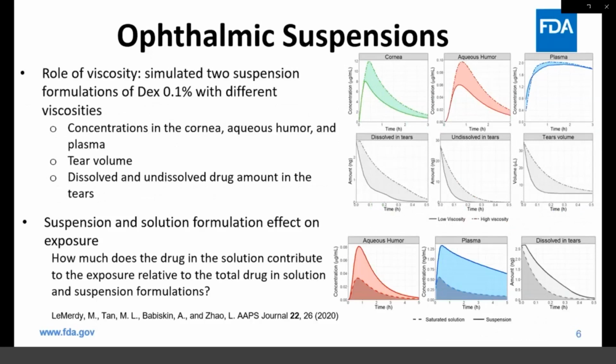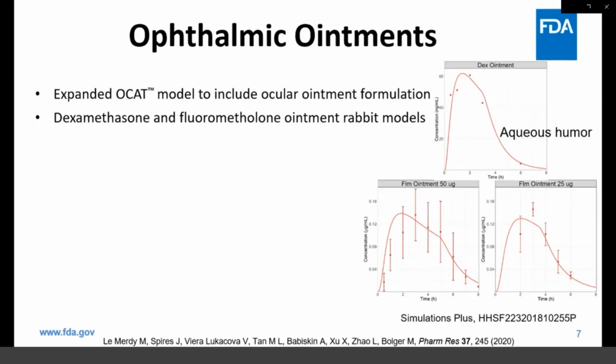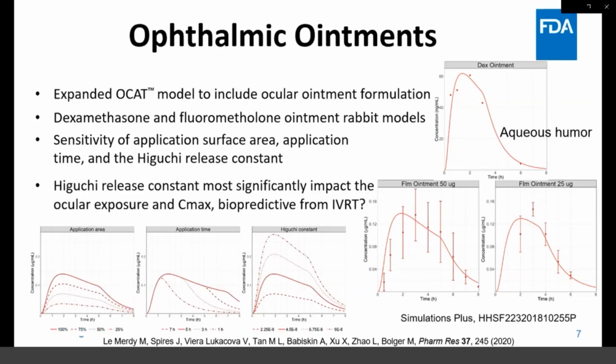This study demonstrated that solid particles present in a suspension can not only help to achieve a higher ocular exposure, but also unfavorably raise systemic exposure. For ointment formulations, one research contract was awarded to Simulations Plus to simulate ocular ointment formulations where dexamethasone and fluorometholone ointment PBPK models were developed and verified. Parameter sensitivity analysis was performed to understand the impact of ointment formulation changes on ocular exposure.